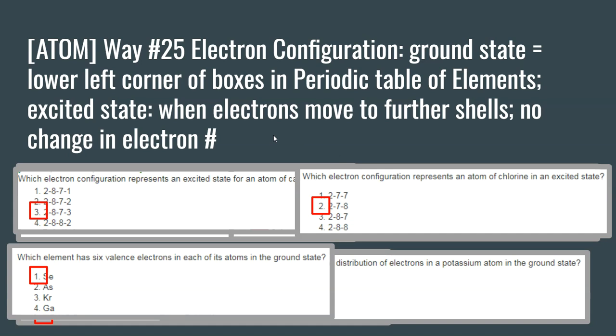So remember, whenever you need to determine an excited state electron configuration, look up the ground state for that element on the periodic table in the lower left-hand corner. Then, to excite that state, we simply have to move one of the electrons from the lower energy level to a higher one. So make sure that your answer choice matches the number of electrons in the element featured in the question, as well as showing one of the electrons moving to a higher energy level.